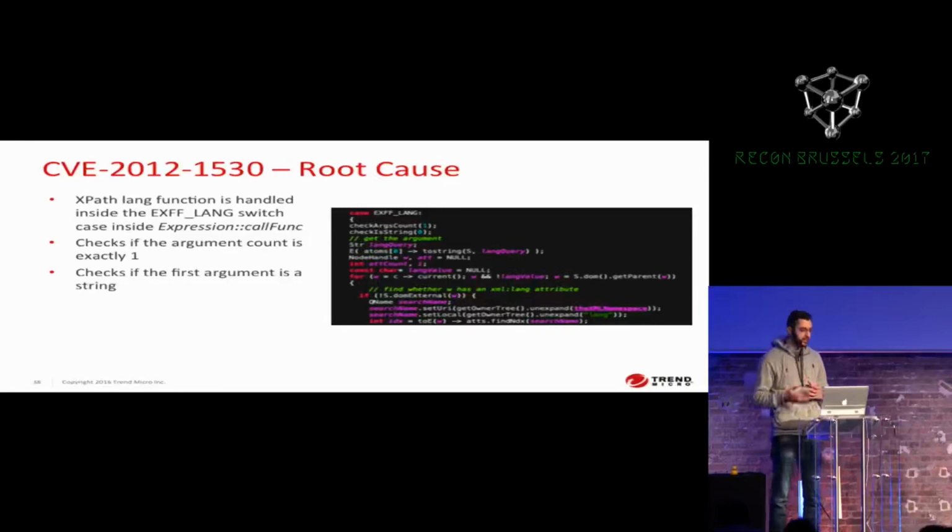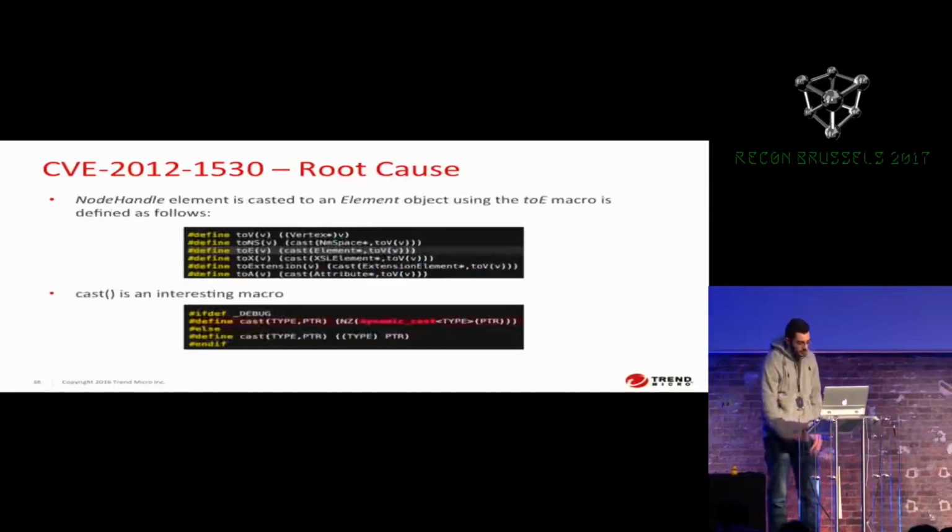In case lang is being executed against a node set, it tries to convert nodes to elements. That's being done inside a macro called 2e. 2e is specifically interesting as it uses another macro called cast. And cast is an interesting case as it calls dynamic cast, but only in debug mode. In production, it just does it like the classic C style, and that's basically what causes the whole type confusion issue.